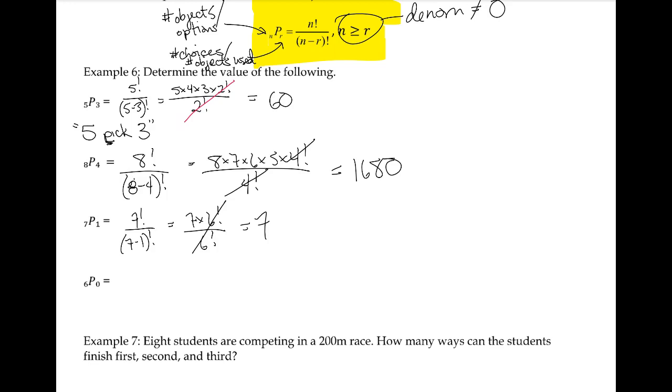And 6, and we're picking 0. We've got 6 factorial over 6 minus 0 factorial, which we could rewrite as 6 factorial over 6 factorial. And anything divided by itself is 1, which is essentially what we've been doing every time we've canceled out, just reducing it down to 1. So that would be my last one. So again, when we are making no decisions, there is only one option: to make no decisions.